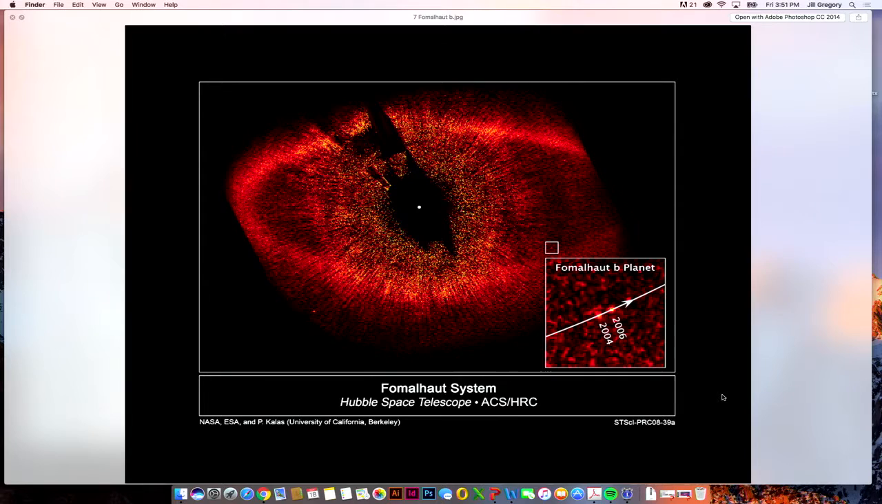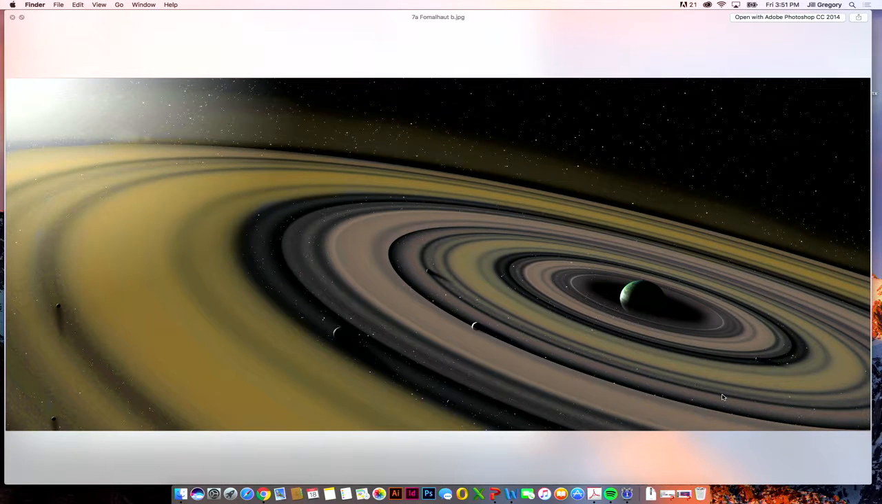Not only a planet, but a ringed planet with rings apparently that were even larger than that of our own ringed planet, Saturn. So we couldn't wait to visualize this for them, and this is what Ron Miller came up with. A really gorgeous image.